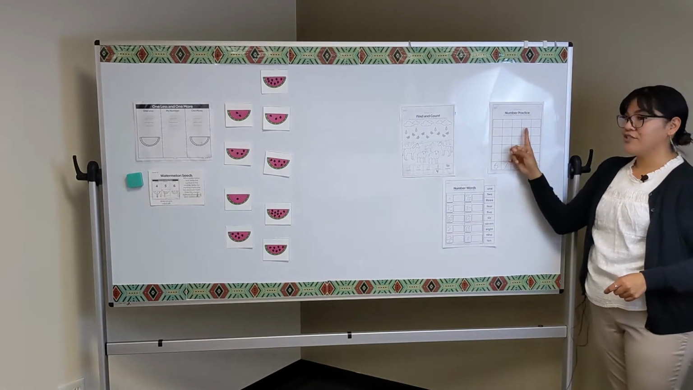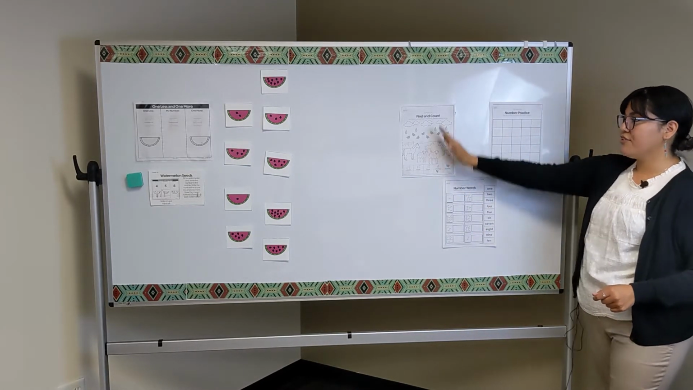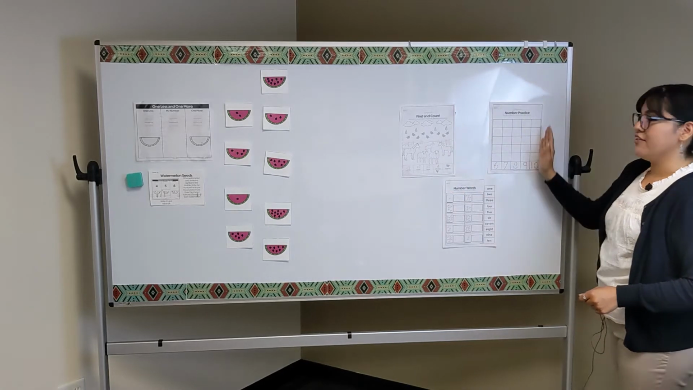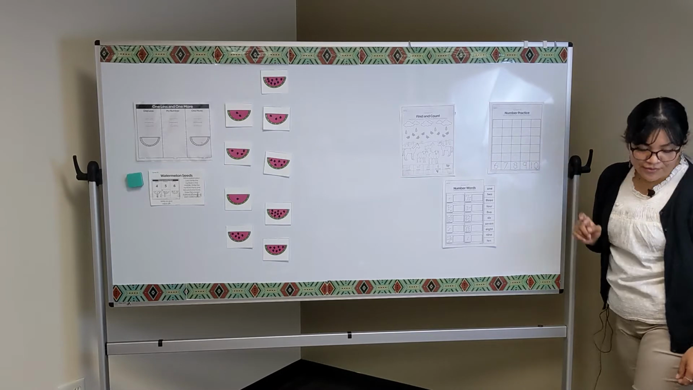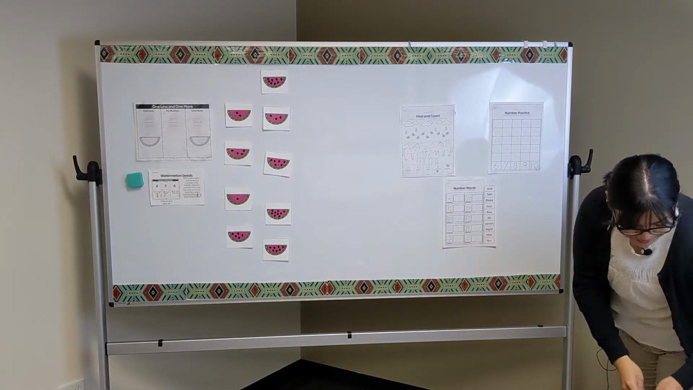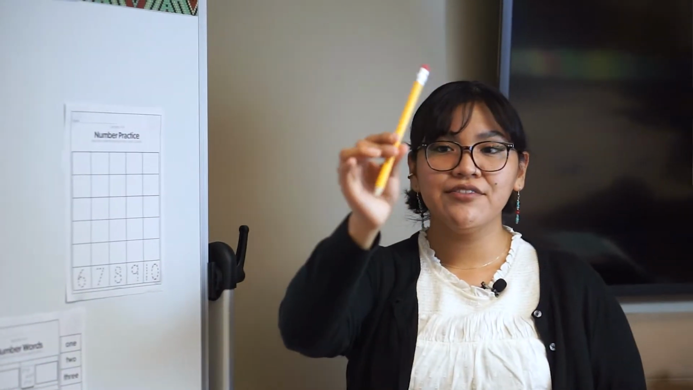Okay, let's go to this worksheet. Since we're done with this one, let's go to this one. It says number practice. So for this worksheet, we will need our pencils. So everyone have a pencil in your hand? Get out a pencil from your pencil box. We'll be needing that supply for this worksheet. And the directions say, write the number in the correct column.